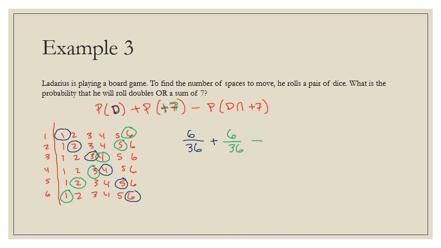Okay, now, probability of doubles and 7. So look on here for how many are both blue and green circled. And look, there's actually no overlap at all, right? So there's a 0 chance of having both doubles and adding to 7. So we're just going to subtract off 0 out of 36 here. Okay, so I'm going to do 6 plus 6 minus 0 is 12 out of 36. And then that will reduce to 1/3.